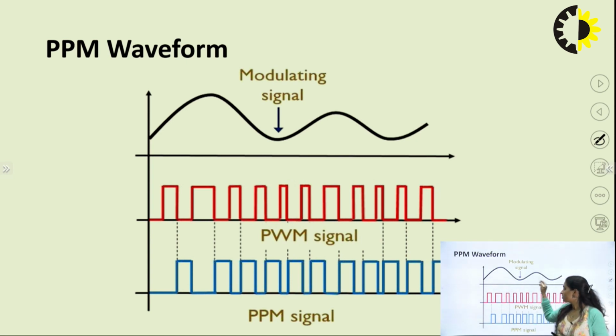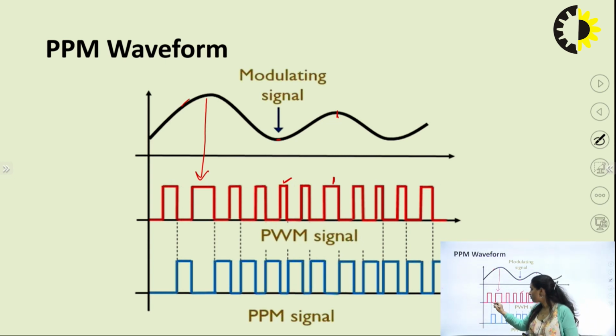If this is my modulating signal, this is how my PWM looks like. When the voltage is at its maximum, I have a maximum width pulse. When this is minimum, I get a minimum width pulse. When this is maximum, I get maximum. Likewise, what happens in PPM? To vary the position, we have to consider the falling edge of the pulse every time, taking the reference of PWM.